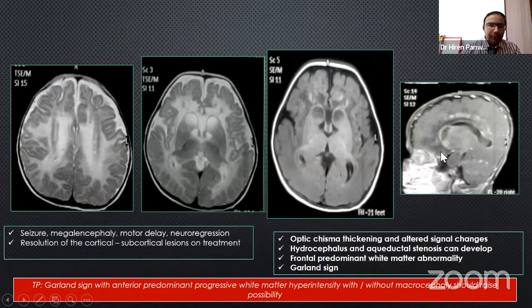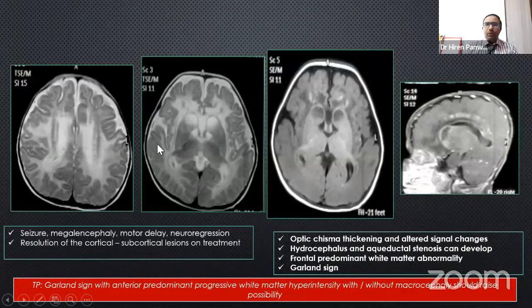Another classical finding you will see in this kind of patient is post-contrast enhancement along the ventricular margin. It almost looks like a garland. And the same area will be seen as a T2 hypointense band along the periventricular area.